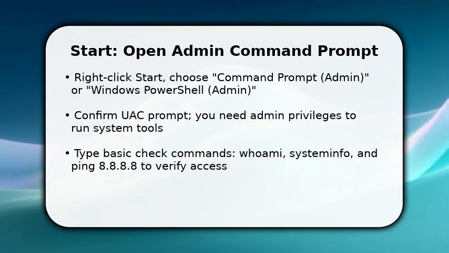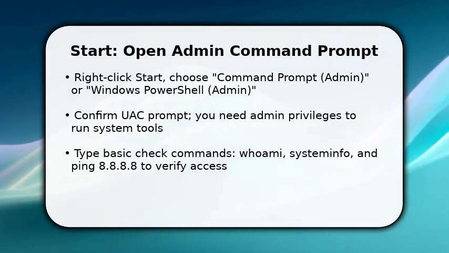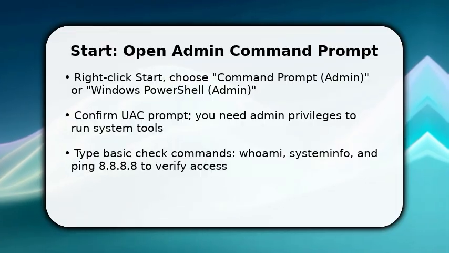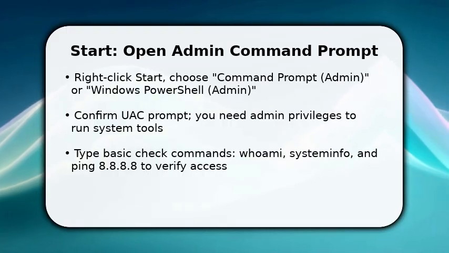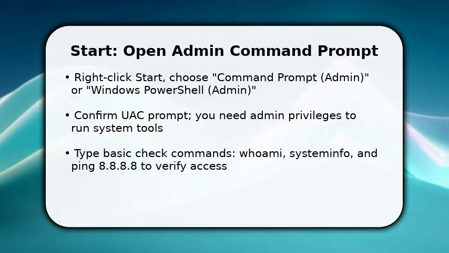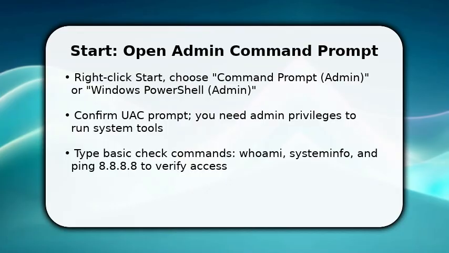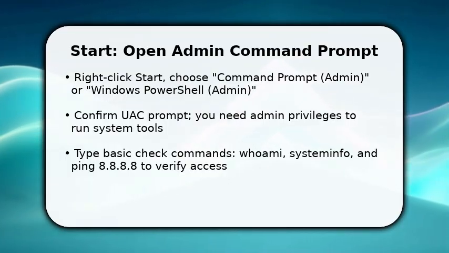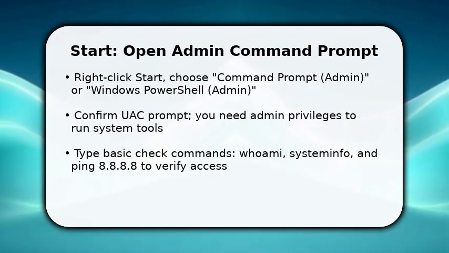You need admin rights immediately, so open the elevated command prompt and confirm the UAC prompt. Once done, run whoami to verify your account, systeminfo to see OS details, and ping 8.8.8.8 to confirm network reachability. These first commands show you who you are, the Windows build, and whether the network works. Make sure to note any unexpected output. That guides what to try next and avoids wasted steps later.